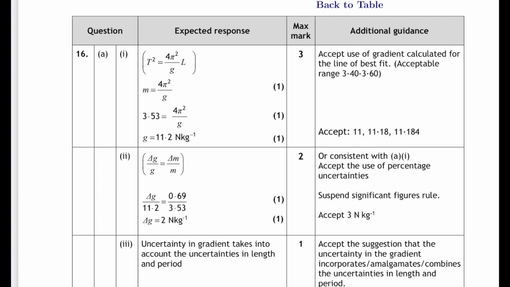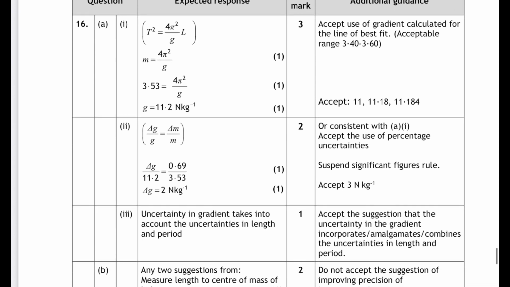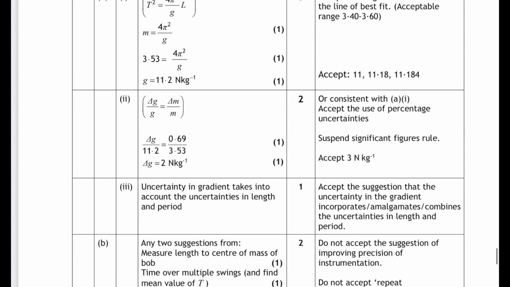Let's have a look at the marking instructions for those first two bits there. So A part 1, there's our 11.2 newtons per kilogram for the gravitational field strength, and then part 2, we've got the uncertainty in the gravitational field strength of 2 newtons per kilogram. And on the right hand side it says accept the use of percentage uncertainties.